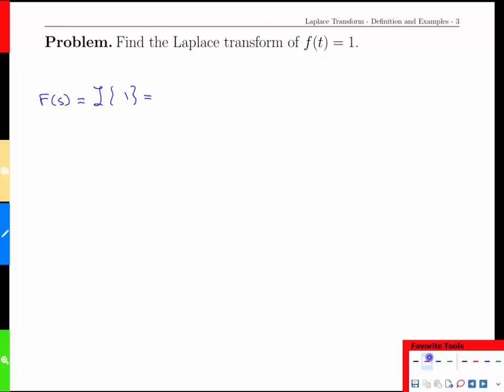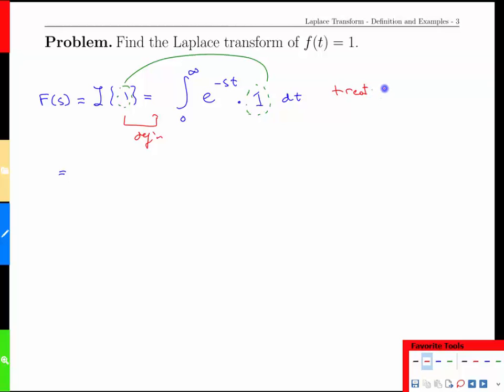And that, by definition, is the integral from 0 to infinity of e to the minus st times 1 dt. So this 1 is just being put into this slot in the integral form. And that's what we mean by the transform of the function 1. Now we simply have to evaluate that integral, which is well within our abilities. What we're going to do, of course, because s is not t, is treat s as a constant during the integration process.